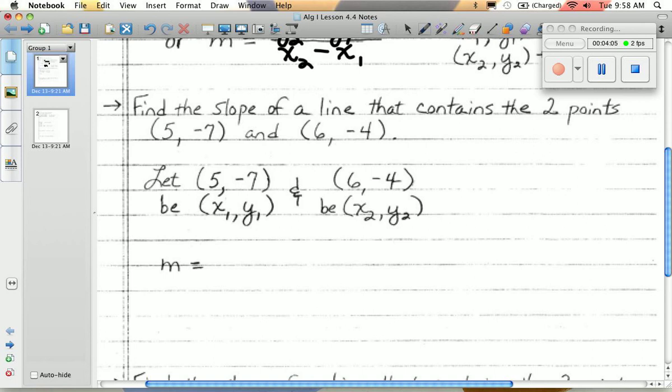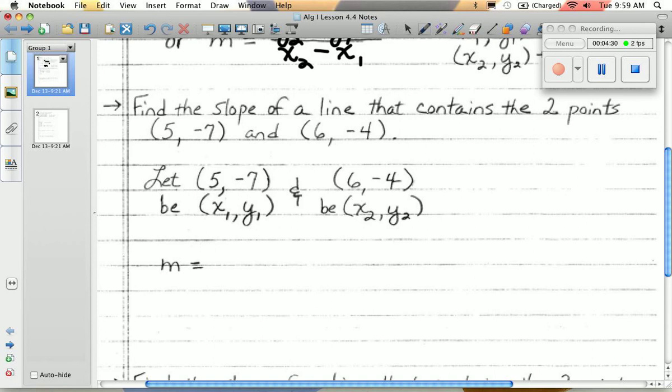Did it matter counting on the graph? No, it didn't, did it? It didn't matter which point you started at. So it shouldn't matter here either. What's really important is this: you have to make sure that both the rise, when you're getting the rise upstairs, and the run downstairs, that you start with the y value and the x value from the same point.